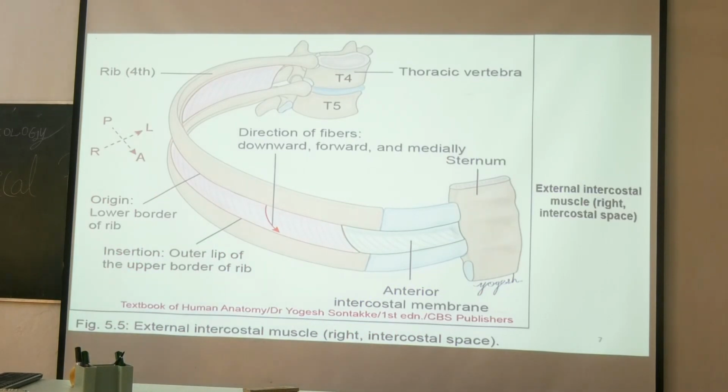Now you see the external intercostal. See the fiber direction. Direction of fiber is downward, forward, and medially. You can see the red arrow. Okay, downward, forward, and medially, and it is replaced by the anterior intercostal membrane in front. It is continuous with the anterior intercostal membrane in front.